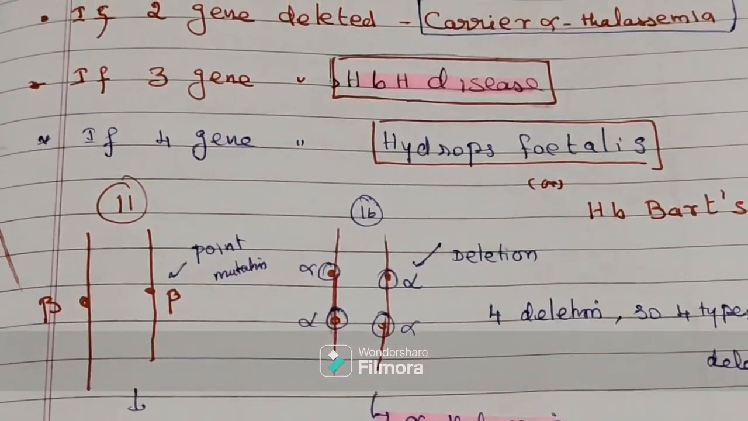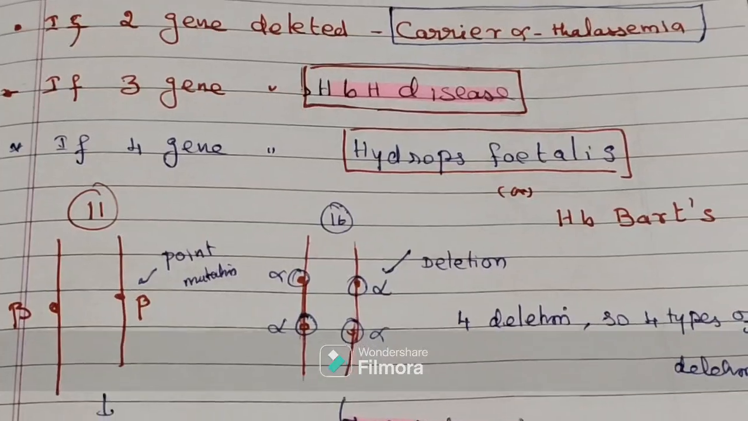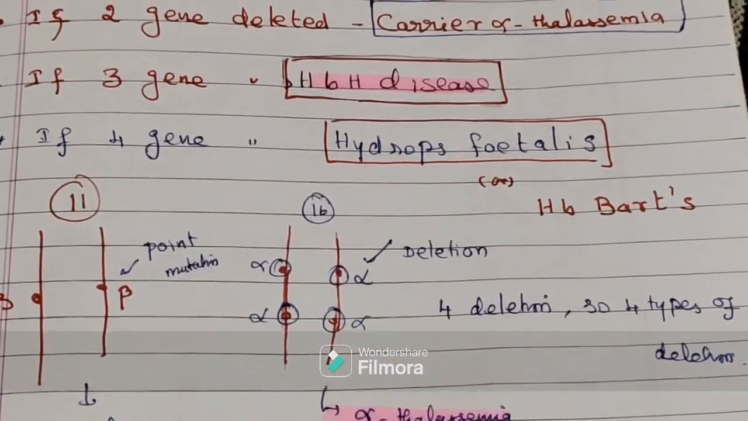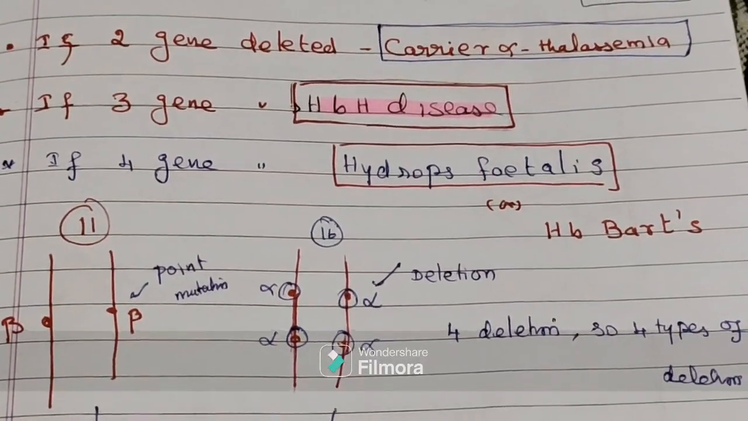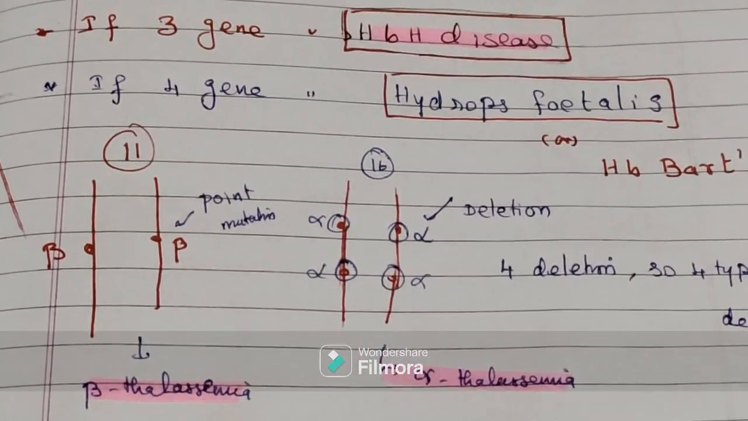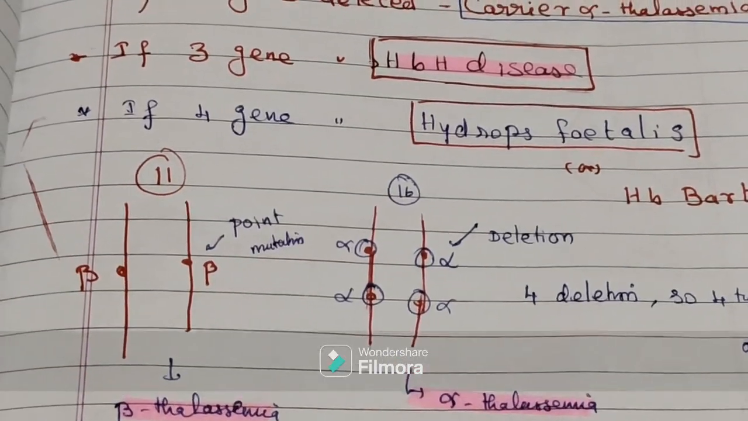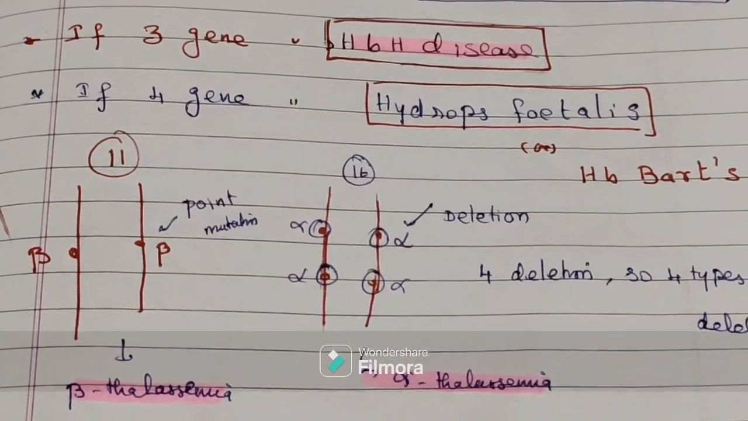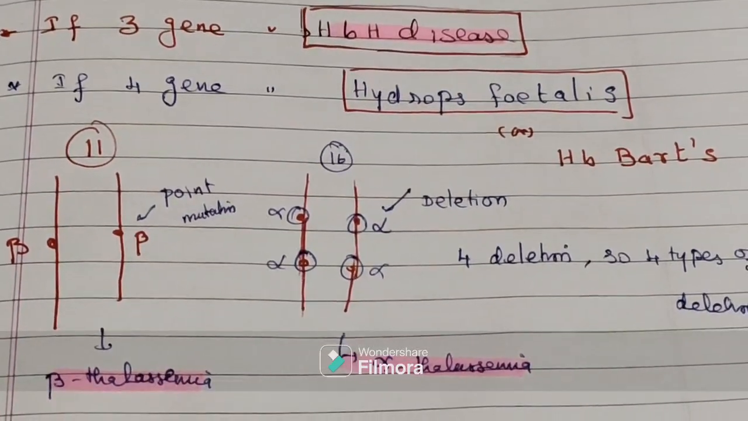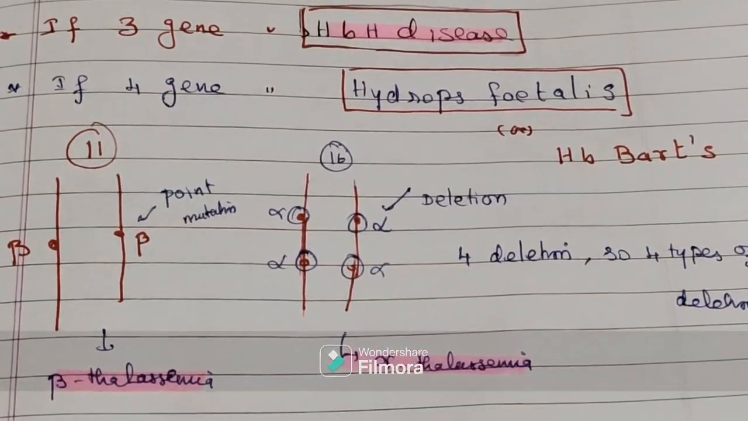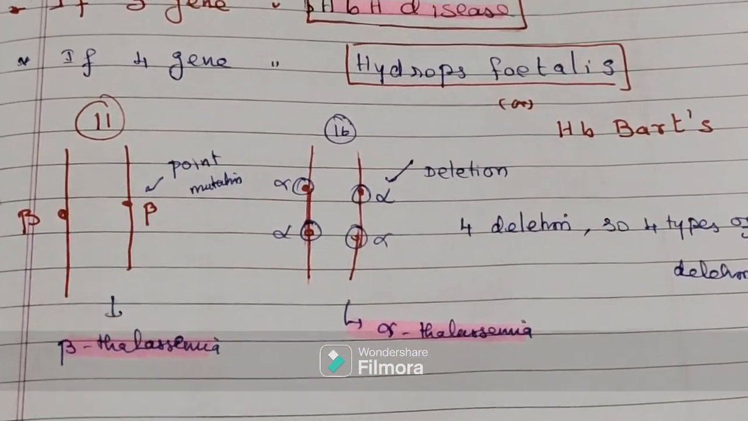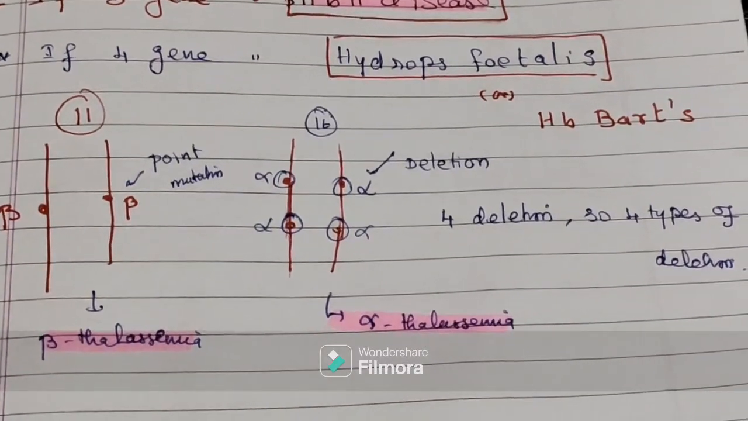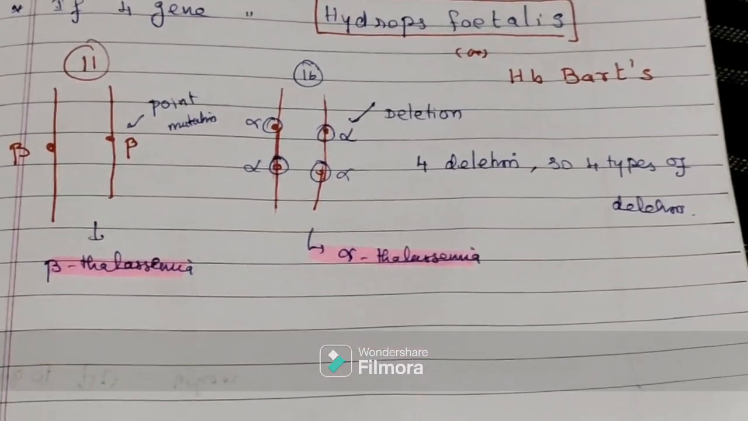Deletion of 1, deletion of 2, deletion of 3, deletion of 4. So there are 4 types of alpha thalassemia, that is the basic. The basic is the point mutation in the beta gene on chromosome number 11 leading to beta thalassemia, and deletion of the alpha gene on chromosome number 16 leading to alpha thalassemia. So beta thalassemia is due to point mutation, and alpha thalassemia is due to deletion. That is the molecular pathogenesis.